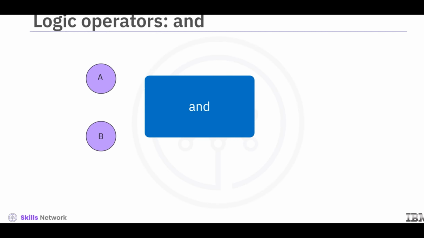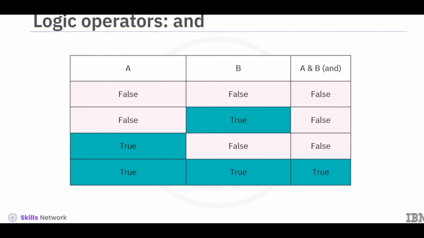Let A and B represent Boolean variables. The AND operator takes in the two values and produces a new Boolean value. We can use this table to represent the different values. The first column represents the possible values of A. The second column represents the possible values of B. The final column represents the result of applying the AND operation. We see the AND operator only produces a true if all the Boolean values are true.